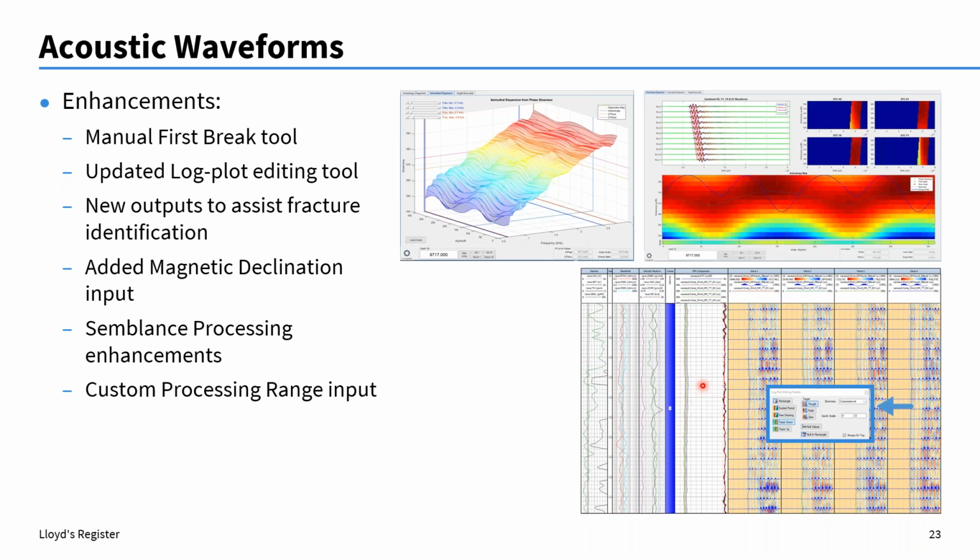There are also new outputs to assist with fracture identification, and this is purely when you do an assemblage calculation. There's an enhancement to the assemblage processing, which results in a smoother image and improved results. And there's also a way to customize the processing range input. It's normally used when you're picking the frequency filter range on the display that you're going to process.